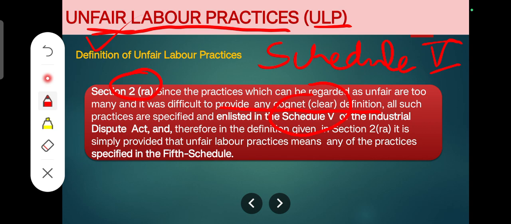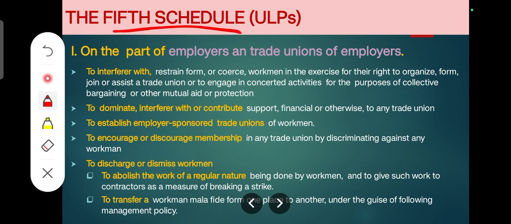Therefore, the definition given under section 2 subsection RA simply says that unfair labor practices means all the practices which are given in the 5th Schedule of the Industrial Disputes Act 1947. Now to discuss this 5th Schedule, keep in mind that it has been divided in two parts. First is when the labor practices are being done by the employers or trade union of the employers. The second part deals with the part of employees, that is workers or trade union of the workers.